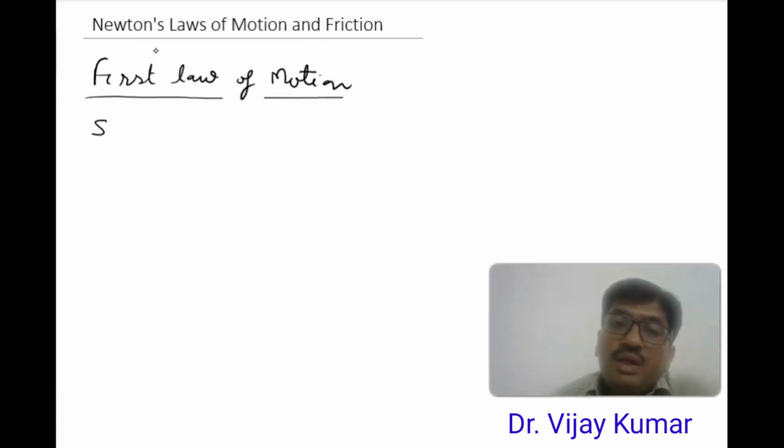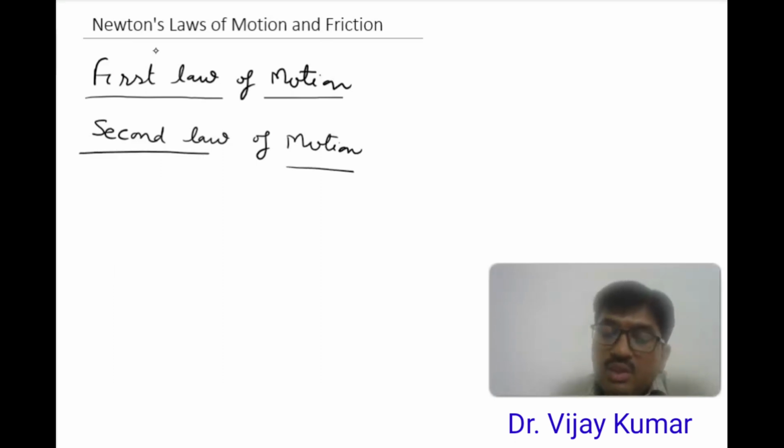Now I will discuss the second law of motion. The second law of motion means that when we apply a force on a body, the alteration of motion is ever proportional to the motive force impressed and is made in the direction of the right line in which that force is impressed. Mathematically, the rate of change of linear momentum is equal to the applied external force.